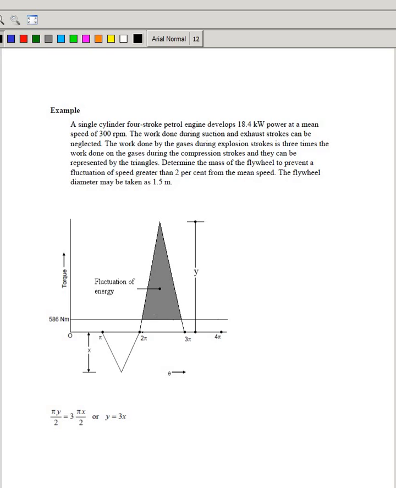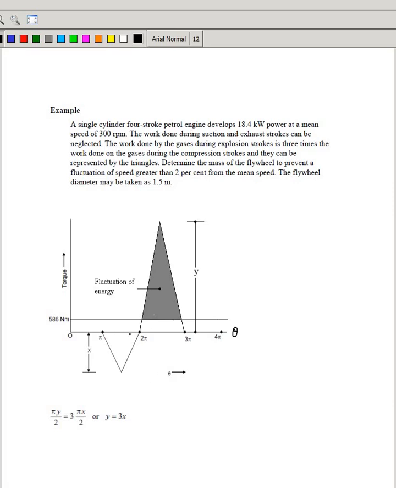So this is the theta line, and this is the torque line. This is the zero torque line. The plot of torque is 0 for the suction stroke, 0 for the exhaust stroke, and here a triangle, and here a triangle. So the compression and the expansion are modeled as triangles.